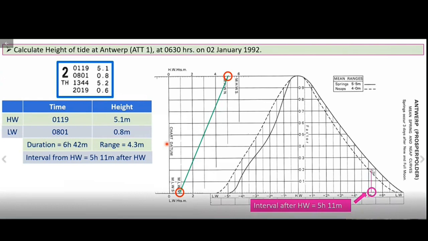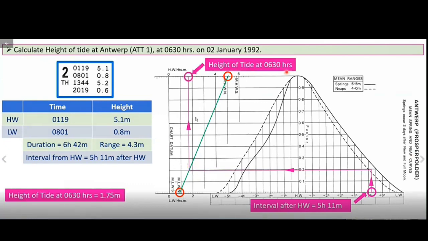We stopped in between these two lines, and then we drew a horizontal line. So a horizontal line which touched the interpolation line at this point, then you can go up or down and you can read off the height of tide, which came in our case as 1.75 meters. So this was the first question beta which we did.